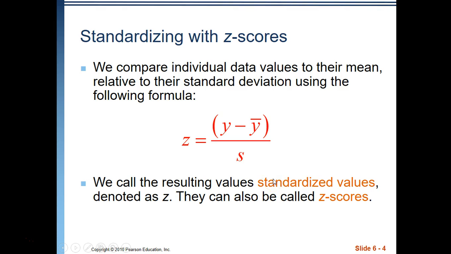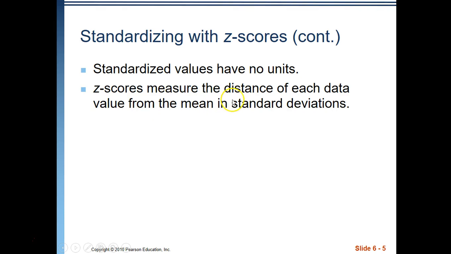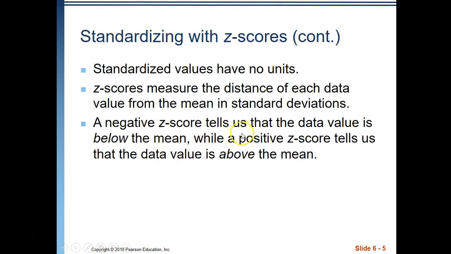It makes everything standard in the same basic form where your mean is going to end up being 0 and everything else is going to be a distance somewhere close to that, in the negative direction, like -1, -2, -3, or +1, +2, and +3, around in there. We standardize the values. They don't have units, and the z-score measures the distance of each data value from the mean, so how far it is from the mean. That is one standard deviation. A negative z-score tells us that the data value is below the mean, while a positive z-score tells us that the data value is above the mean.